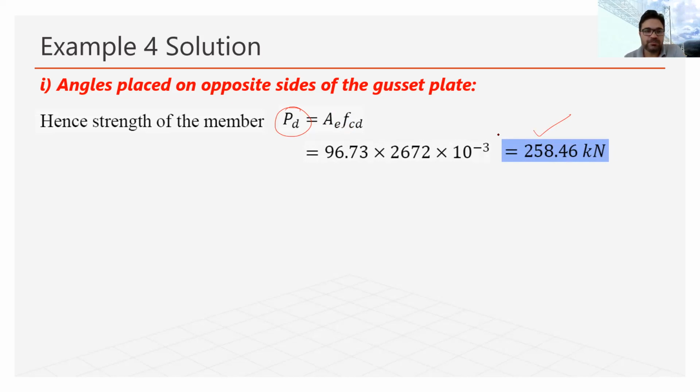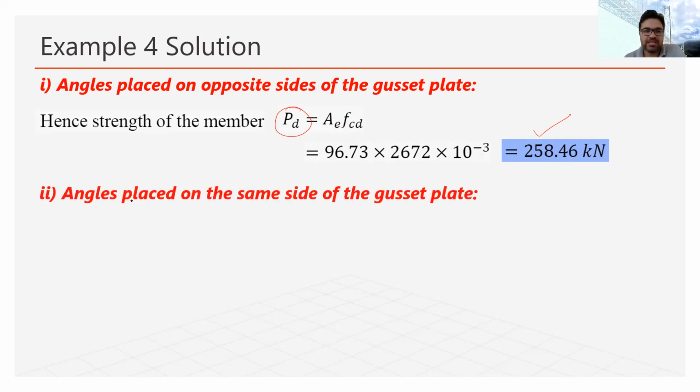In case 2, it says when the angles are placed on the same side of the gusset plate, which means this one. So earlier, in the previous case, angles were placed opposite to each other. Like this one is the gusset plate, and one angle section was there, and the other section was on the left hand side. But in the second case, we have to provide this double angle section on one side only, and by providing both of them on one side, we have to find out now the compressive strength.